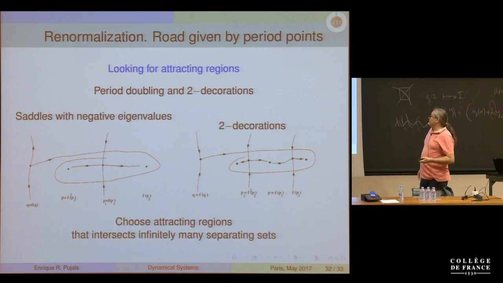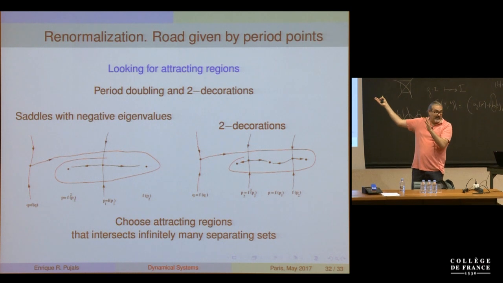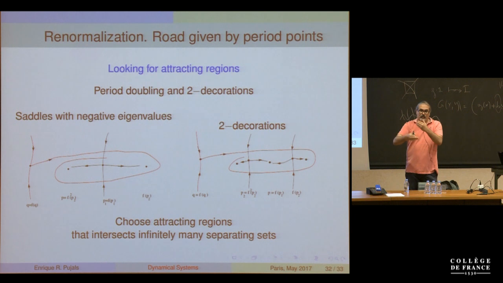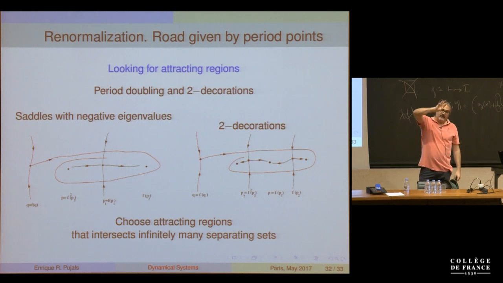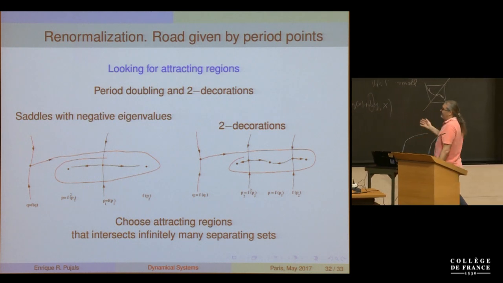And what happens is that you are going to choose an attracting region that intersects infinitely many separating sets. So if you have an attracting region and you have a separating set, and the only way to produce a separating set is through this mechanism, you produce inside there another attracting region. And then you produce the scheme of the periodic regions that are going to be attracting, and this gives the renormalization, the topological renormalization.